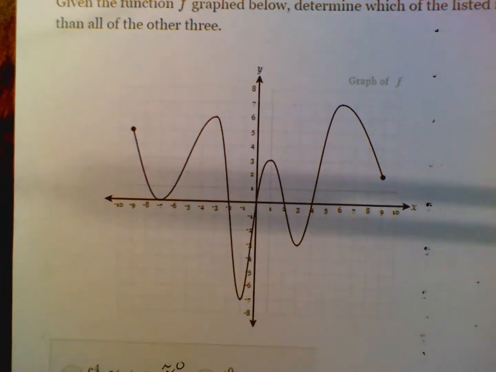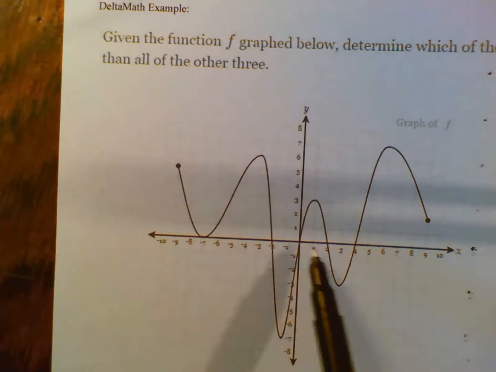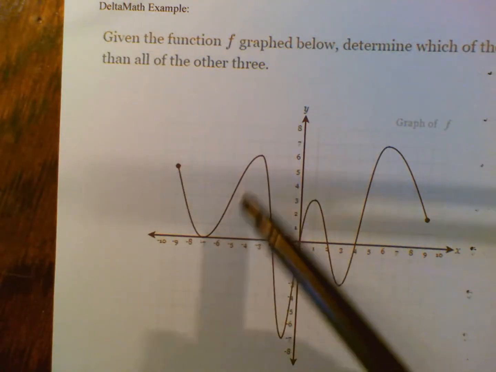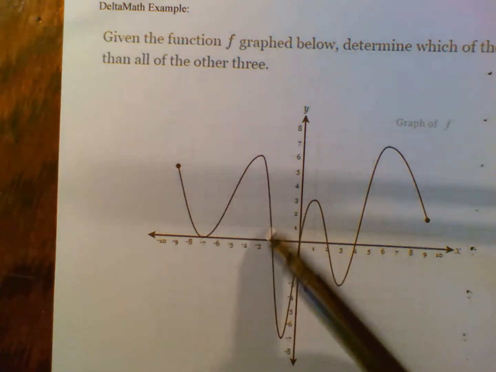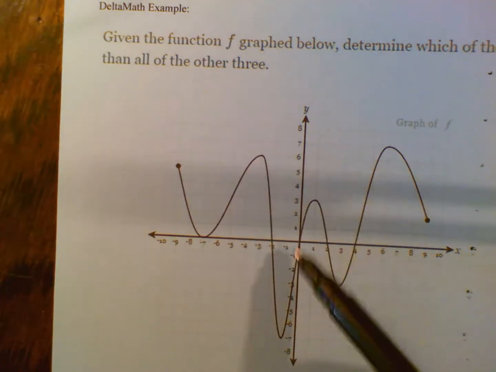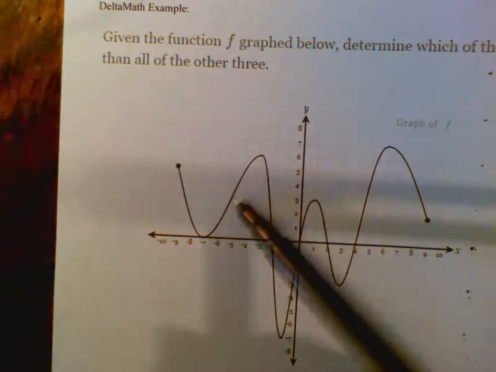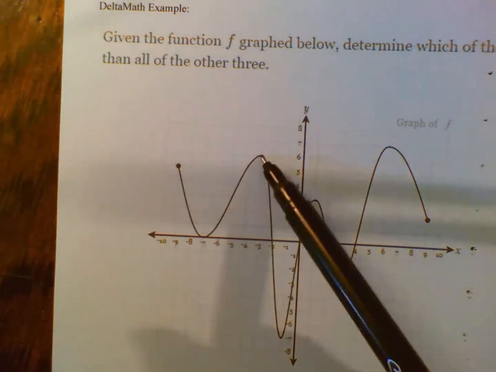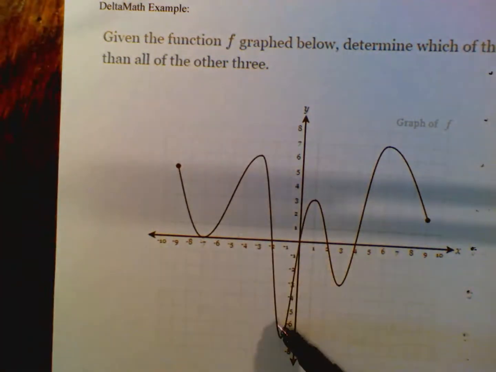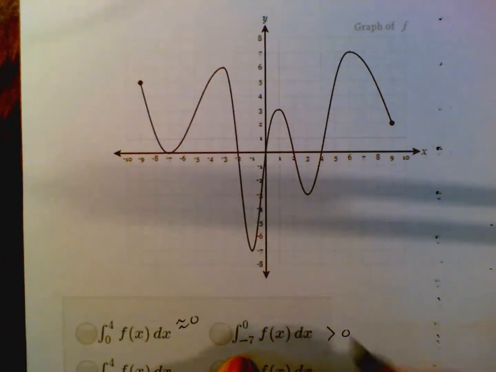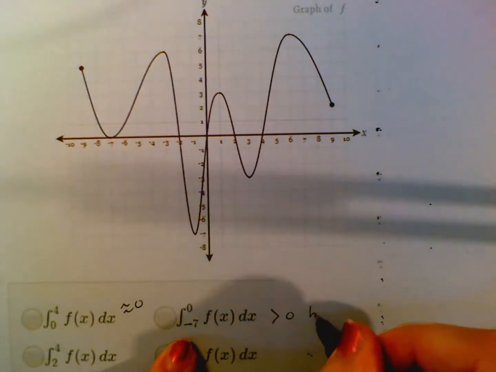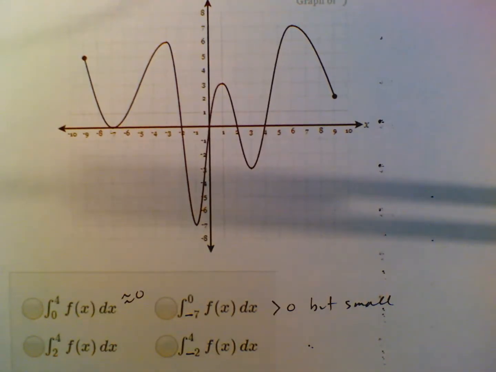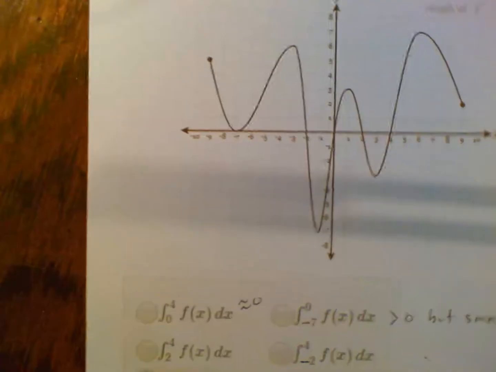From -7 to 0, we've got this positive area, and I think it's safe to say this positive area is bigger than this negative area. So I think this is greater than 0, but small. Now from 2 to 4.